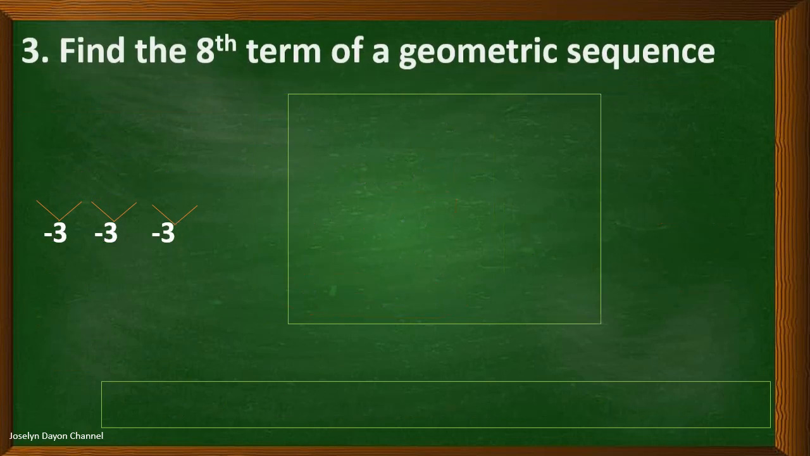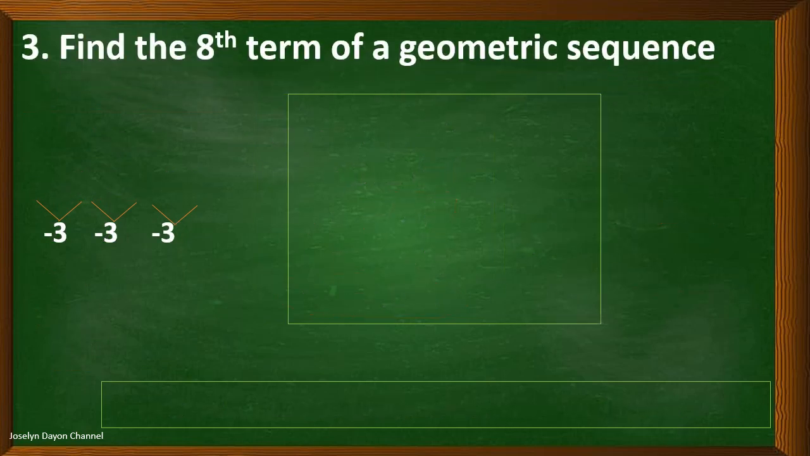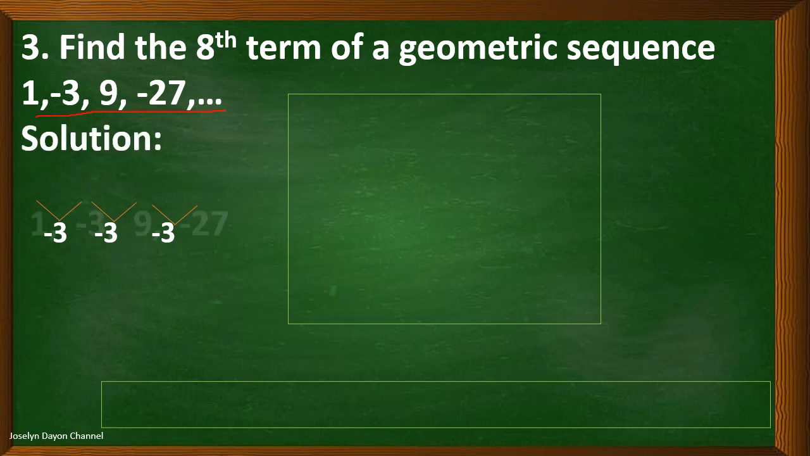Now let's have the third example. Find the eighth term of a geometric sequence 1, negative 3, 9, negative 27, and so on. Same with the previous example, we have to determine the common ratio. So of course, divide negative 3 by 1, and the quotient is negative 3. 9 divided by negative 3, you also have negative 3. Negative 27 divided by 9, the answer is also negative 3. So it means that the common ratio is negative 3.